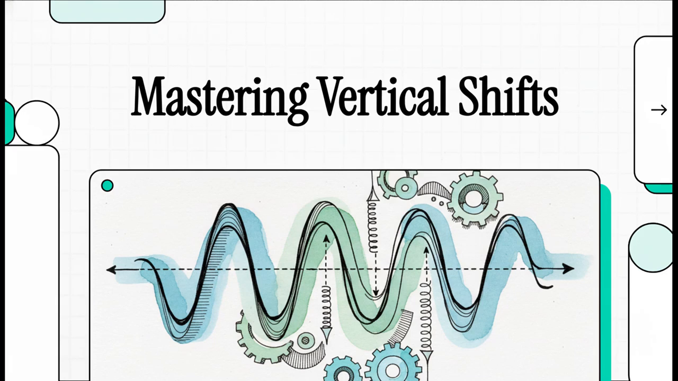All right, let's dive into trigonometry and master a really simple trick that lets us model the real world, the vertical shift. Seriously, this is the key to taking those perfect textbook waves and making them fit everything from the temperature outside to the height of a Ferris wheel. So let's get right to it.